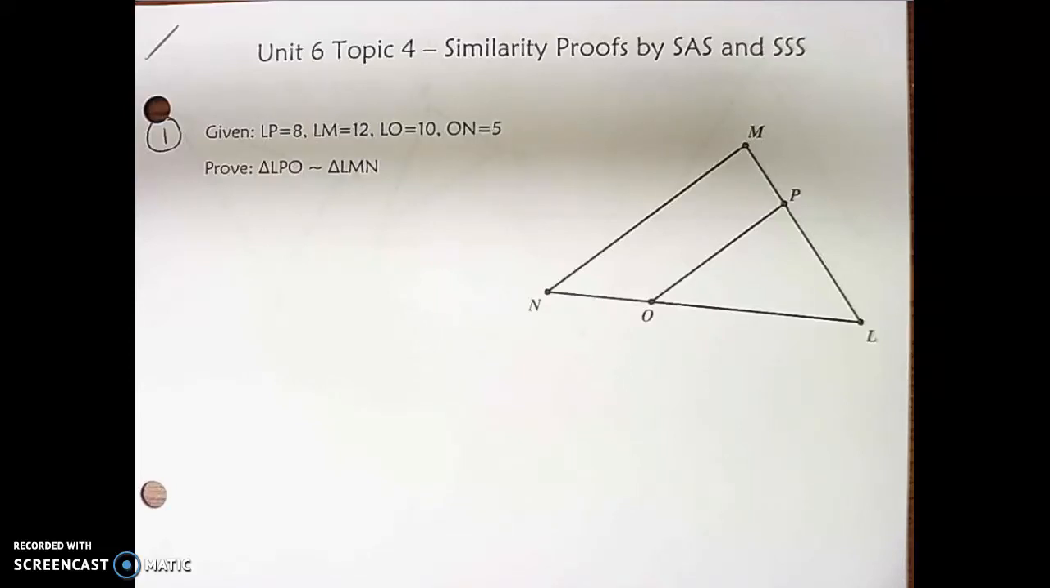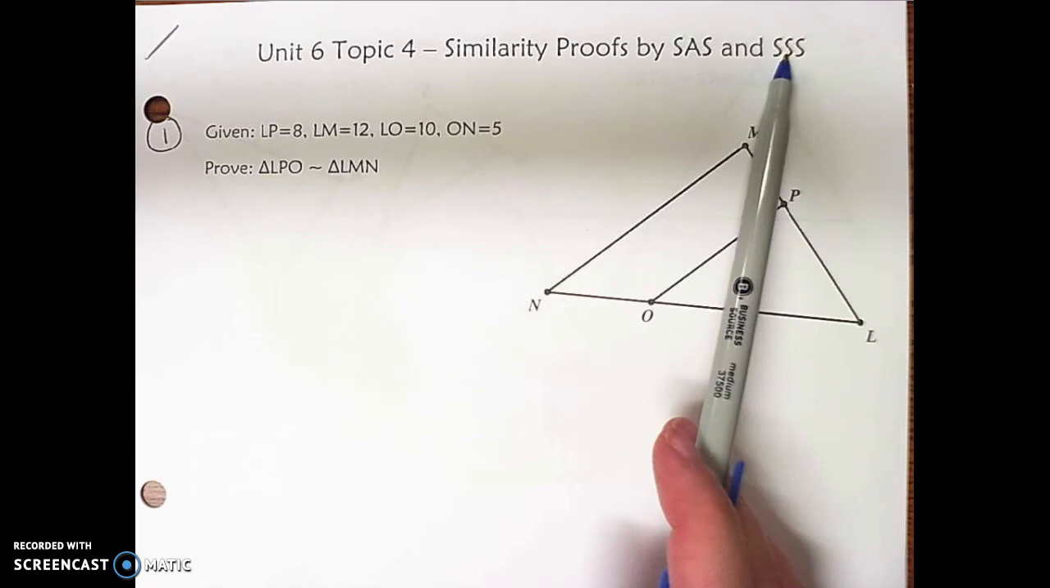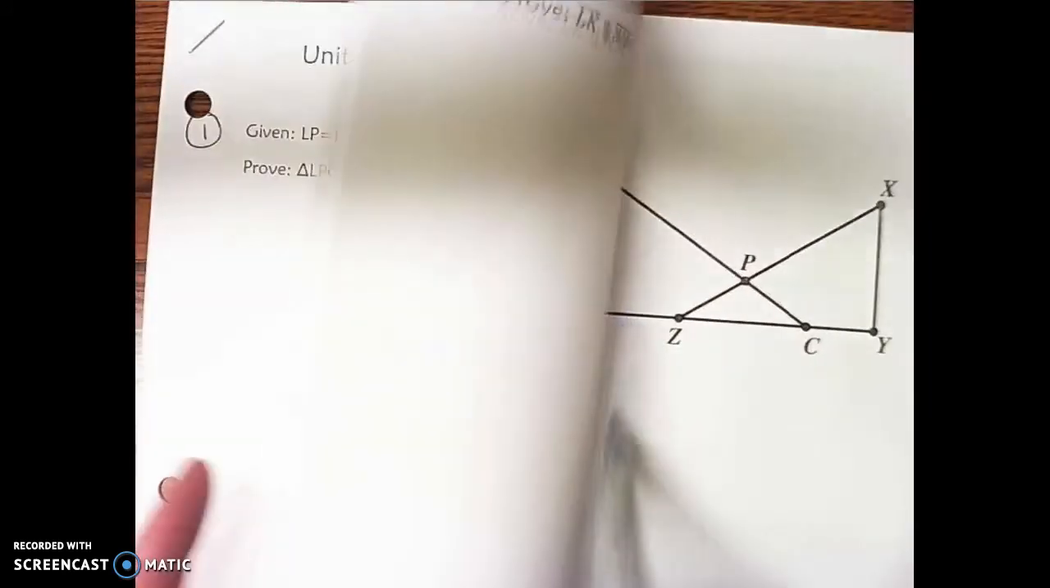Hey guys, this is a video on Unit 6, Topic 4, proving triangles are similar by SAS and side, side, side. So I'm in the Topic 4 packet. Make sure you're on the one that says SAS and SSS and not the angle packet. And I'm going to take a look at number 8.